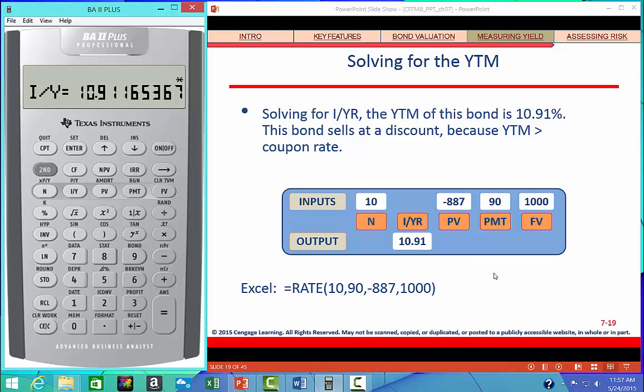And so this could tell us that currently in the bond market, interest rates have gone up because this was originally a 9% coupon bond. And now from the investor's point of view, if you're investing, you could get 10.91% on bonds. And so that's why the price is at a discount, or less than $1,000, a relatively cheaper price for bonds.